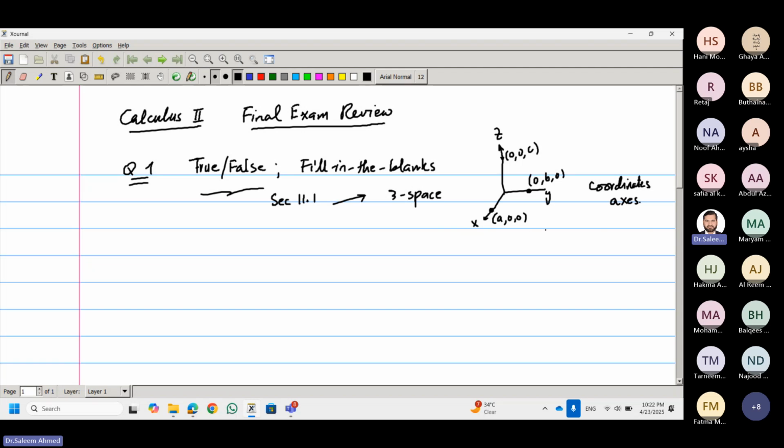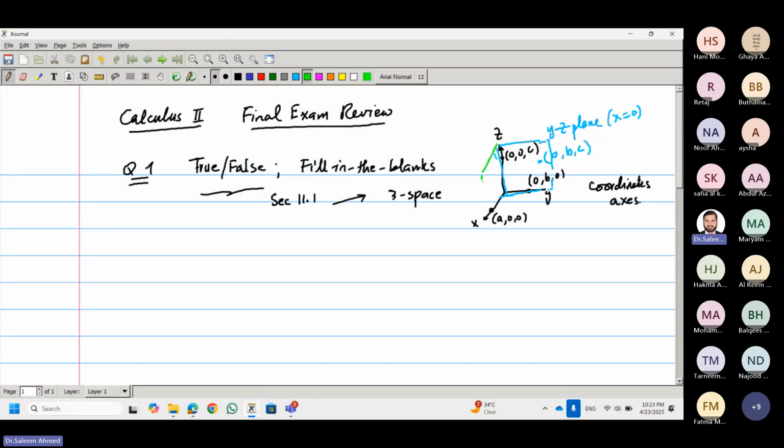Then we had planes as well. The z-axis and y-axis make a plane, right? So this is called the YZ plane. All the points on the YZ plane are 0, y, and z. x is always 0, because the YZ plane has the equation x equals 0. So any question like that: on the YZ plane, all points have the form 0, b, c. Or on the YZ plane, x is always 0, right? These types of things.